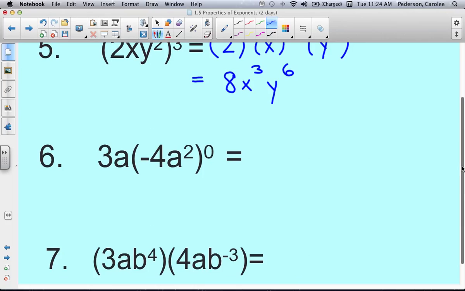Example 6, 3a times negative 4a squared to the 0. Well, this piece, anything raised to the 0 power is 1. Well, then 3 times 1 is 3, and then a. So that one goes pretty fast.